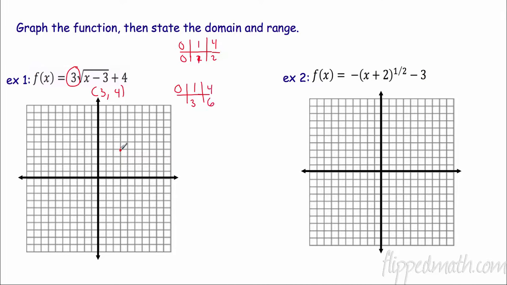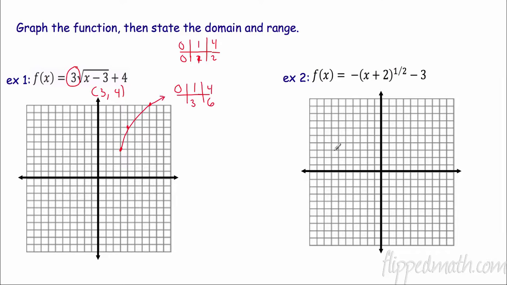So here we go. So I'm here. I go over 1. I'm going to go up 3, 1, 2, 3. And then I go over to my 4, 1, 2, 3, 4. And then I go up 6, 1, 2, 3, 4, 5, 6. And there is my radical function.